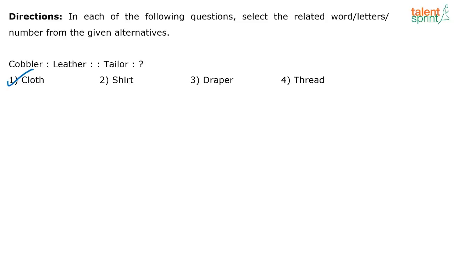Now thread is like, what is thread? Thread is something that is used for stitching. Okay, leather and thread don't have the same relationship. That's why you don't take thread. Here we are talking about the material that the cobbler uses. He works on leather. Similarly, a tailor will work on a cloth.